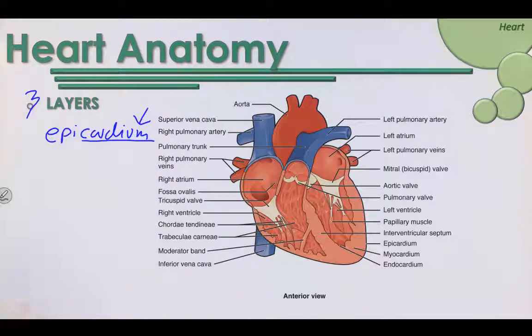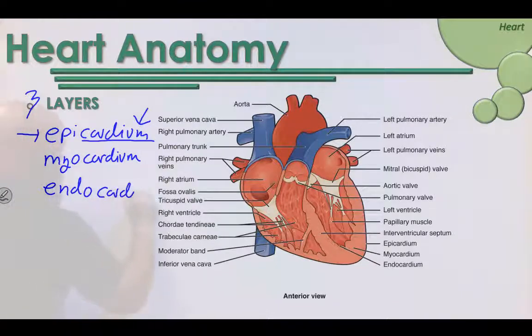Cardium is pretty easy. Cardium refers to heart. The prefix epi means on top of. So the three layers are the epicardium, myocardium, and endocardium. The epicardium is the outermost layer of the heart.